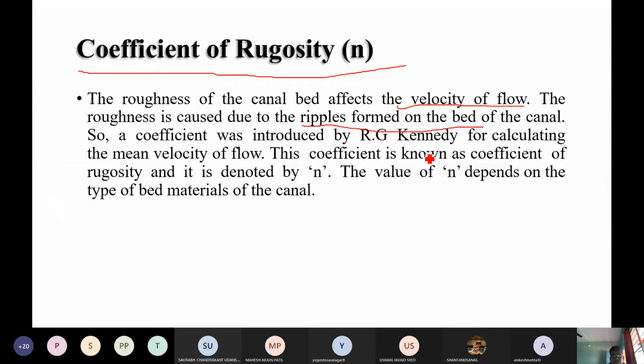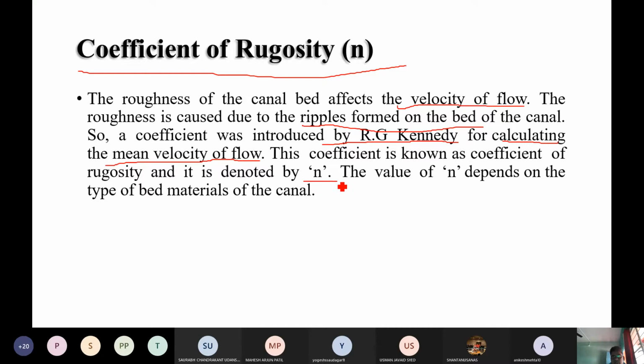So this coefficient, this rugosity coefficient, was introduced by R.G. Kennedy. So what is the purpose of this? For calculation of the mean velocity of the flow. It's an open channel flow, therefore you always assume that this is a turbulent flow, henceforth we need to find out the mean velocity of the flow. So the coefficient is known as the rugosity coefficient.